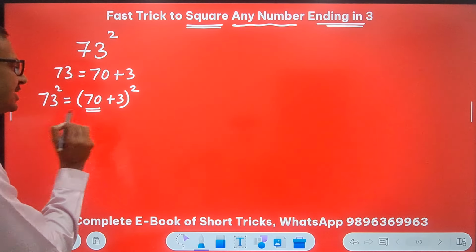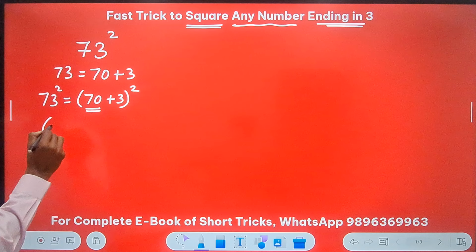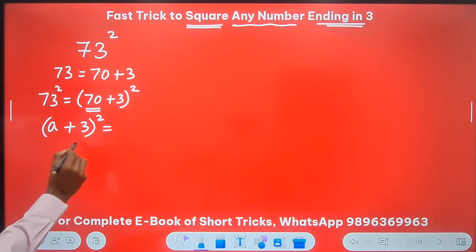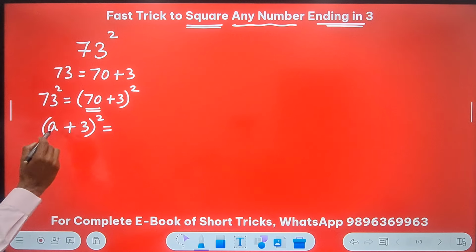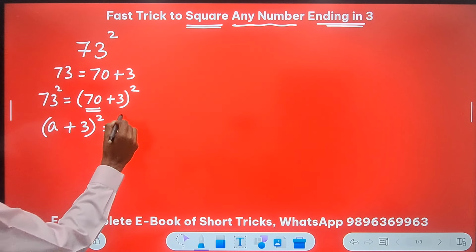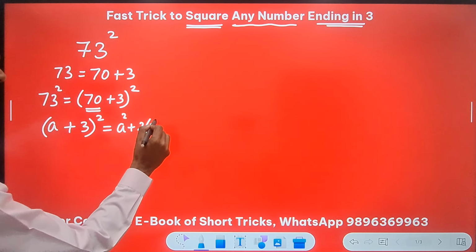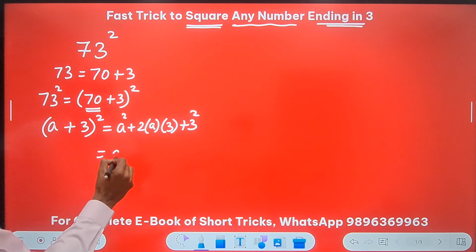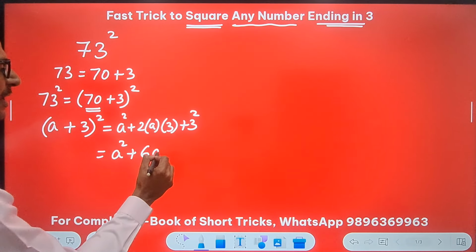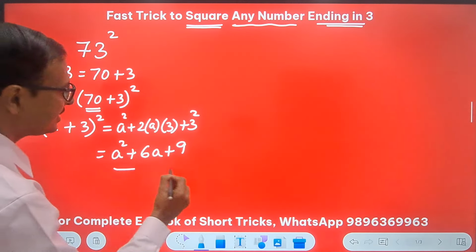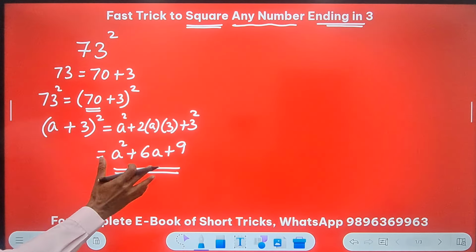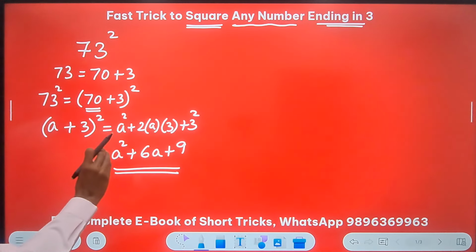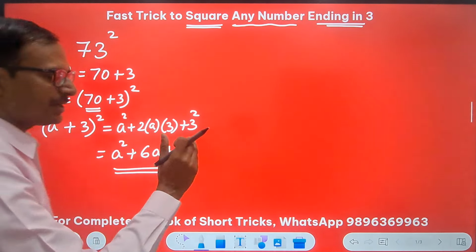Now if I assume this number 70 as a, and plus 3 is obviously there, then I can apply the identity and expand this. So a plus 3 whole square will be a square plus twice of a times 3 and plus 3 square, which is a square plus 6a plus 9. And this is the short trick which I am going to use for squaring the numbers ending in 3. A square plus 6a plus 9.